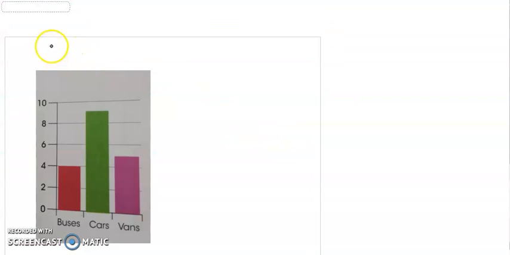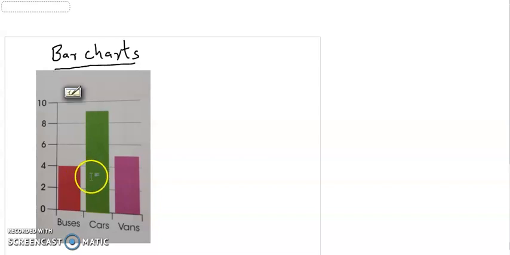Another type of data is bar charts. We can also draw the data in the form of bar charts. Bar charts also help us to understand the data, to calculate information about different activities. They can help us to count easily, or to compare quantities easily. A bar chart is shown in the diagram.